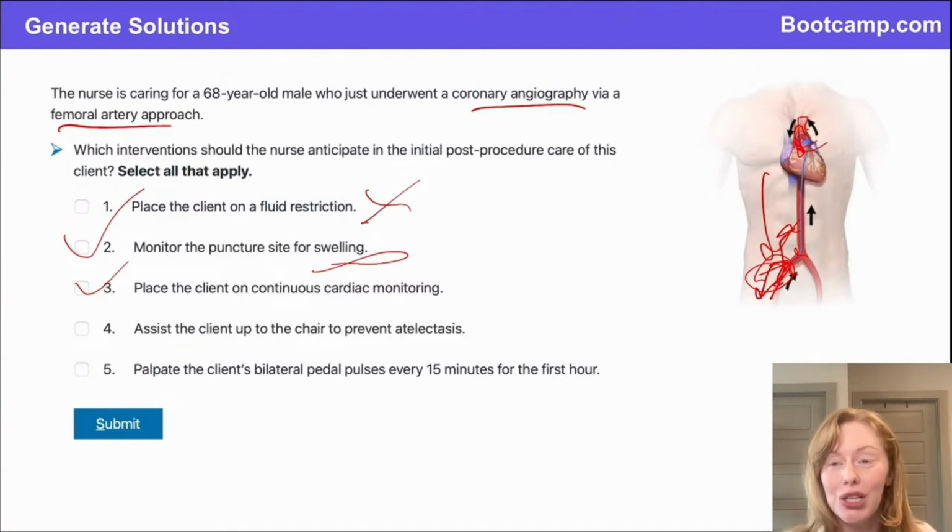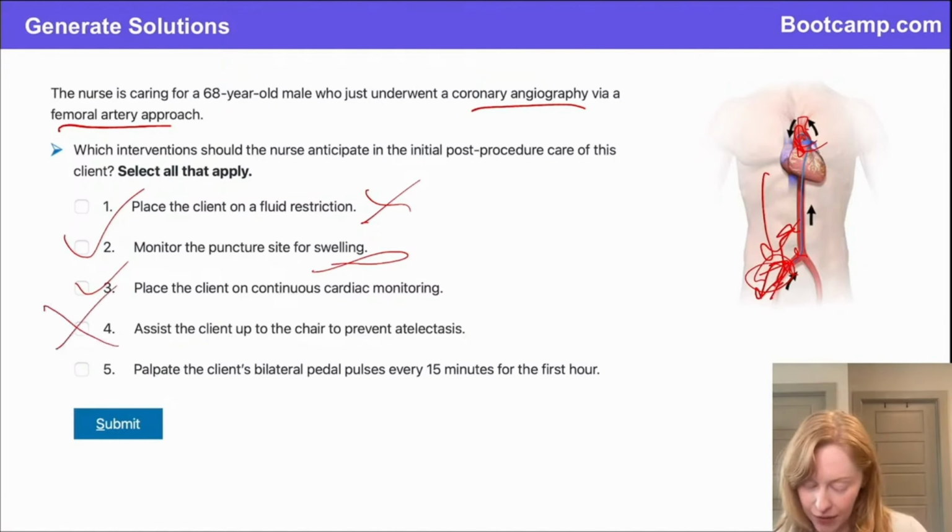And they're going to need some reassurance for how important it is. They need to keep that leg straight. So no, we're going to wait until they are off of bed rest to implement any kind of ambulation or getting up to the chair. So it's not this one.